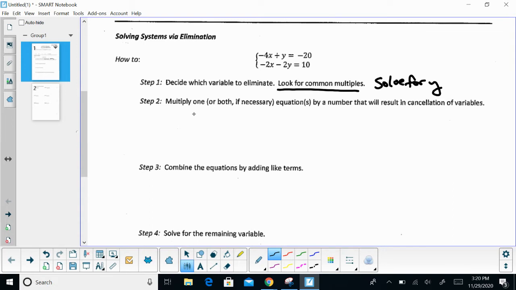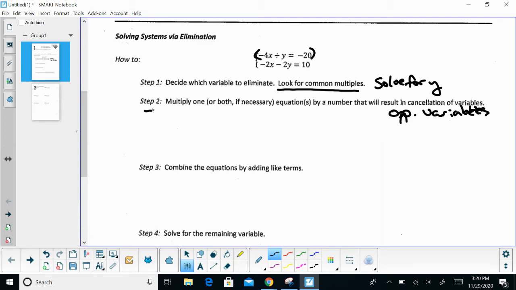Step 2, you're going to multiply one or both, if necessary, equations by a number that will result in cancellation of variables. So I'm looking for opposite variables, which would be the same number but one negative and one positive. So to do this, I'm going to have to multiply my first equation here by 2.